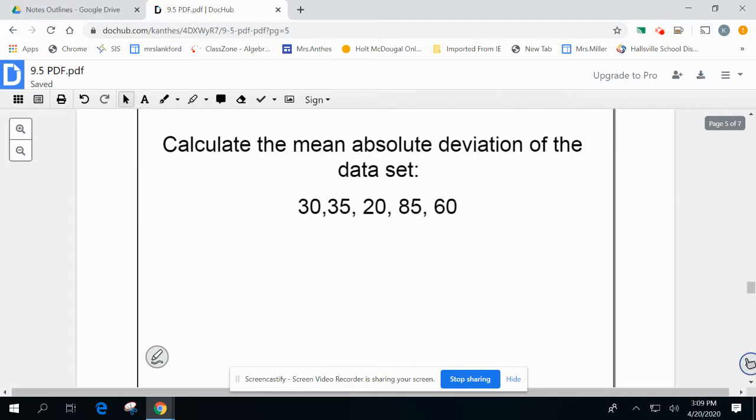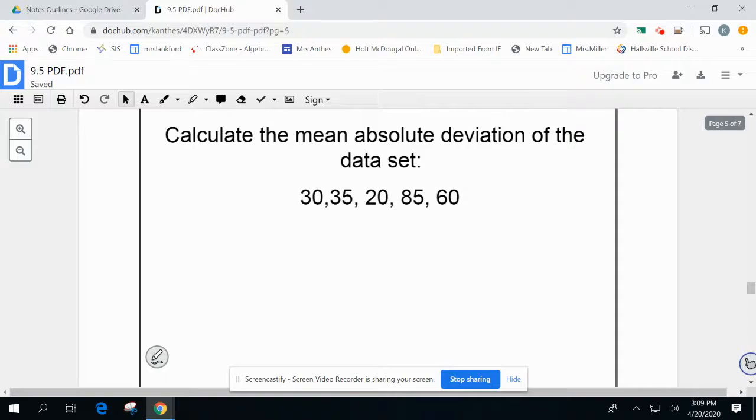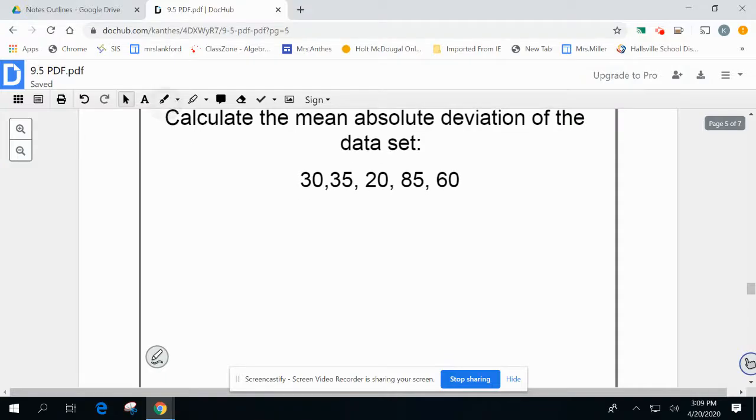The first thing you need to do when trying to calculate the mean absolute deviation is you have to first find the mean. So I need to find the actual mean of the data first. So x bar equals, and when I add them up, I get 230, and I have to divide that by 5. So I end up getting a mean of 46. And that's what I'm going to use here.